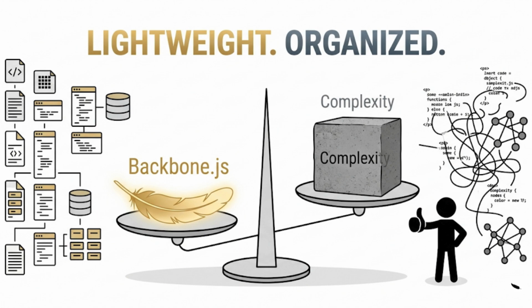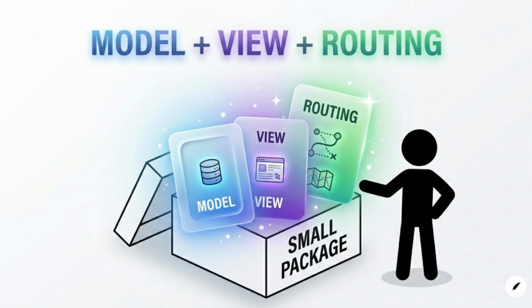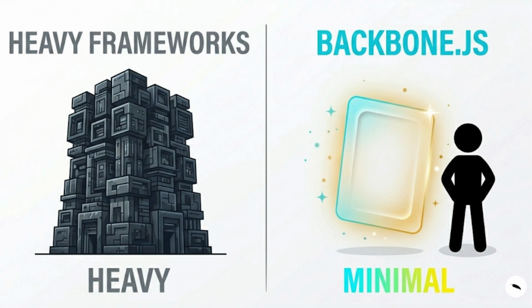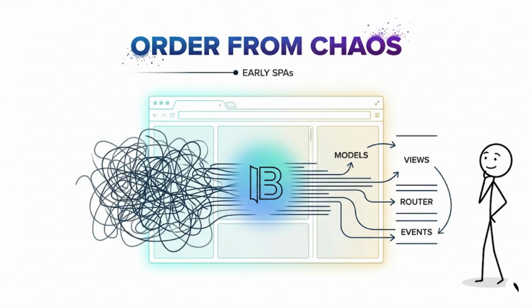Backbone.js was a lightweight framework that became popular when developers wanted organization without huge complexity. It introduced models, views, and routing in a small package. Unlike heavier systems, it stayed minimal. That mattered because many early single-page apps used it to bring order to growing JavaScript codebases.